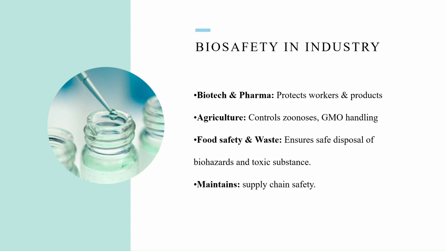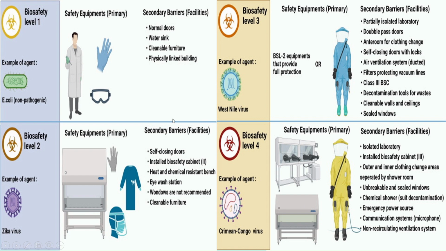Next, biosafety in industry. This is often overlooked, but it is a very important aspect, because industries are more prone to release harmful substances or toxic biological agents into the environment than any other fields. First, in biotech and pharma, protections for workers and products should be mandatory. Then agriculture, where controlling zoonoses and GMO handling is important. Next, food safety and waste. As I mentioned before, many waste substances are emitted, and ensuring safe disposal of these biohazards and toxic substances is very, very important. All these together help us to maintain a very neat and clean supply chain safety.